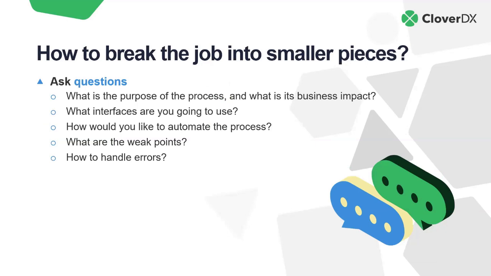So how do we go about getting to this solution? How do we break those jobs down into smaller pieces? Well, you're going to ask yourself a lot of different questions, right? What's the purpose of the process? What's the business impact? What interfaces are you going to use? How would you like to automate it? Are there any weak points or any errors that you can imagine encountering?